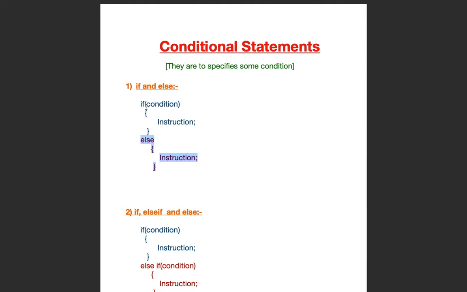In the similar way, if the condition is satisfied, the code is run. If the condition is not satisfied, the instruction is not going to be run. The compiler moves forward and implements the further instructions. Now this is in the case of the if statement.